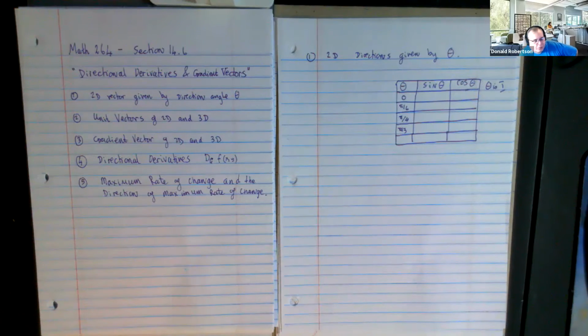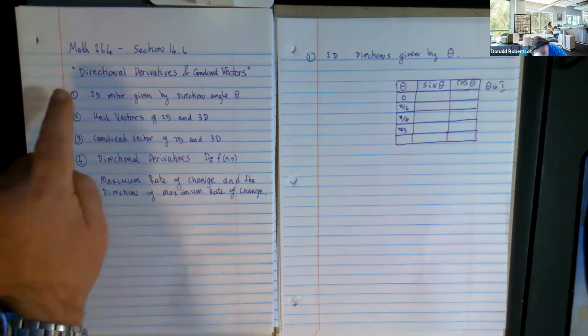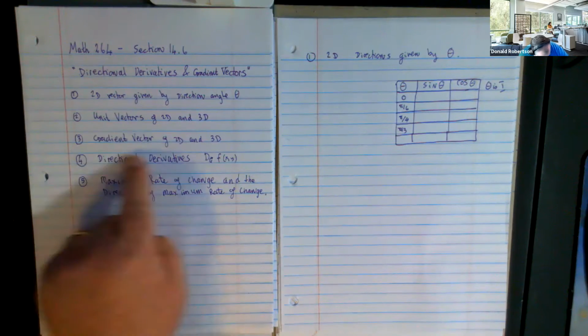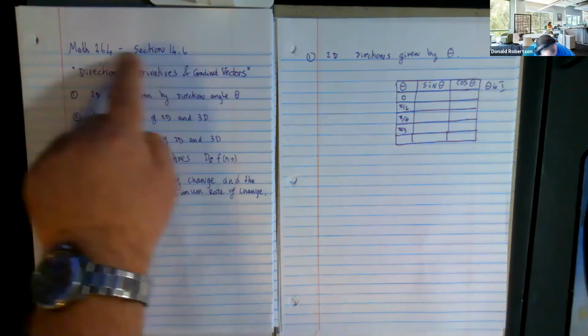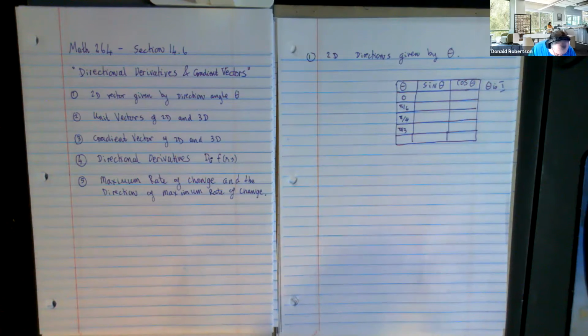We're going to look at section 14.6 today, which is directional derivatives and gradient vectors. There's a whole load of stuff that I need to do before we can get to 4 and 5, which is what this is really about. So let me start with the first one.